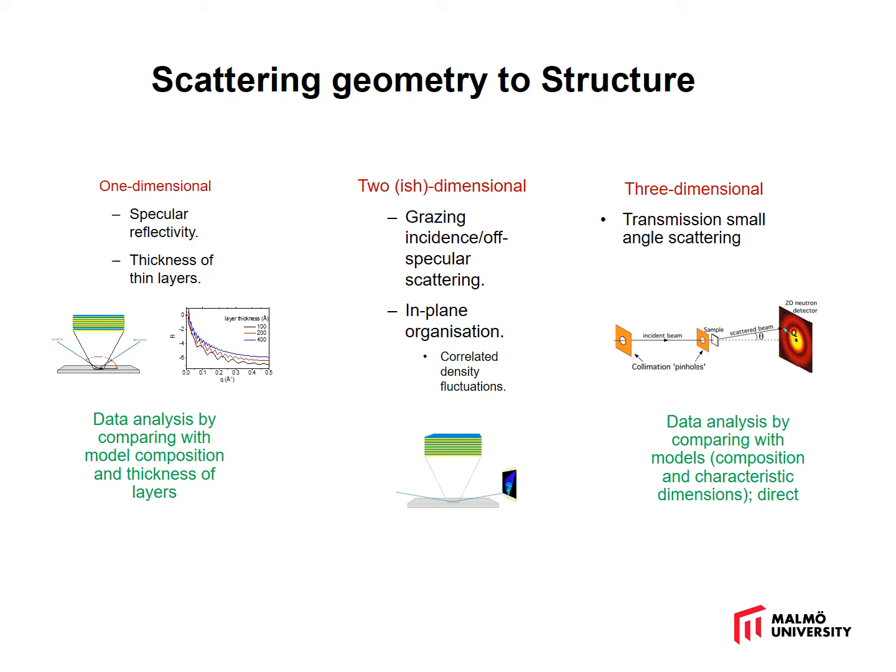So we have a beam of X-rays or neutrons. It can be light, but we're not going to talk so much about that. And it interacts with a sample on a plane substrate, and we have an area detector which we detect the scattered neutrons or X-rays as a function of position on the detector. Let's focus a little bit more on that.